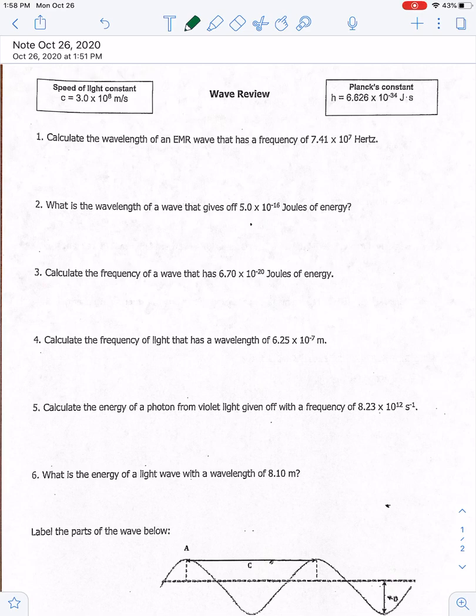So first of all, we will give you these constants. Okay, so the speed of light, and we will give you Planck's constant. Okay, so that's something you do not have to memorize. Okay, the things that you do need to memorize are the three equations.